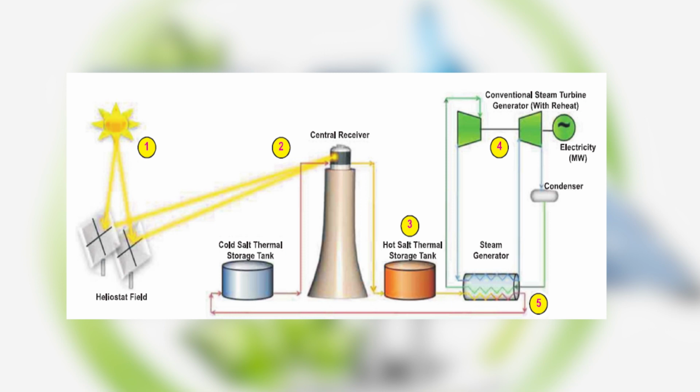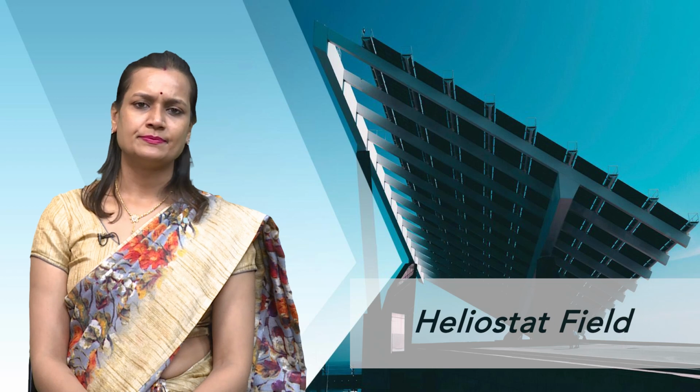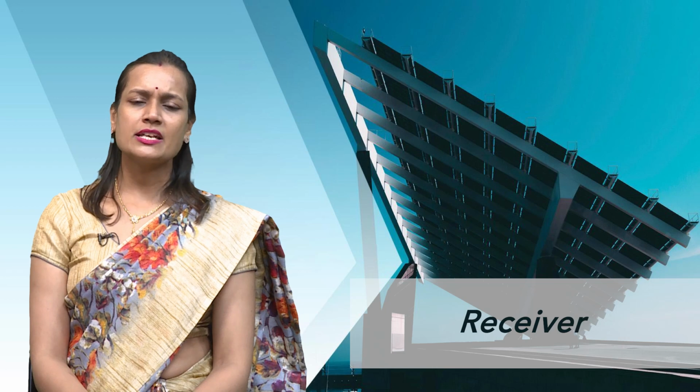Here is how a typical power tower system works. Number 1. Heliostat field. A field of thousands of heliostats, typically flat mirrors, mounted on motorized tracking systems, surrounds the power tower. These heliostats track the sun throughout the day, adjusting their angles to direct sunlight towards the tower's receiver. The receiver is a specialized component located at the top of the tower. It is designed to withstand extremely high temperatures.